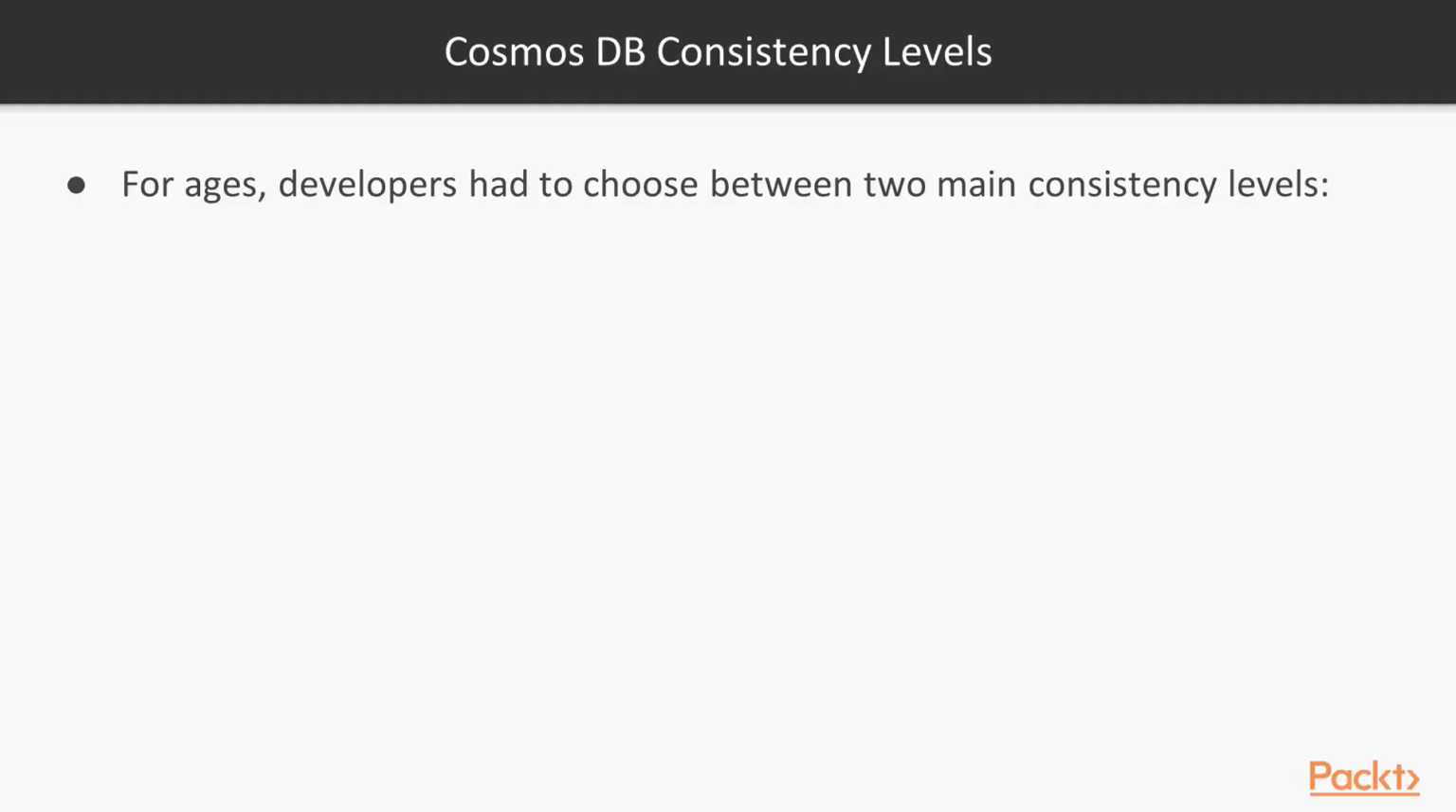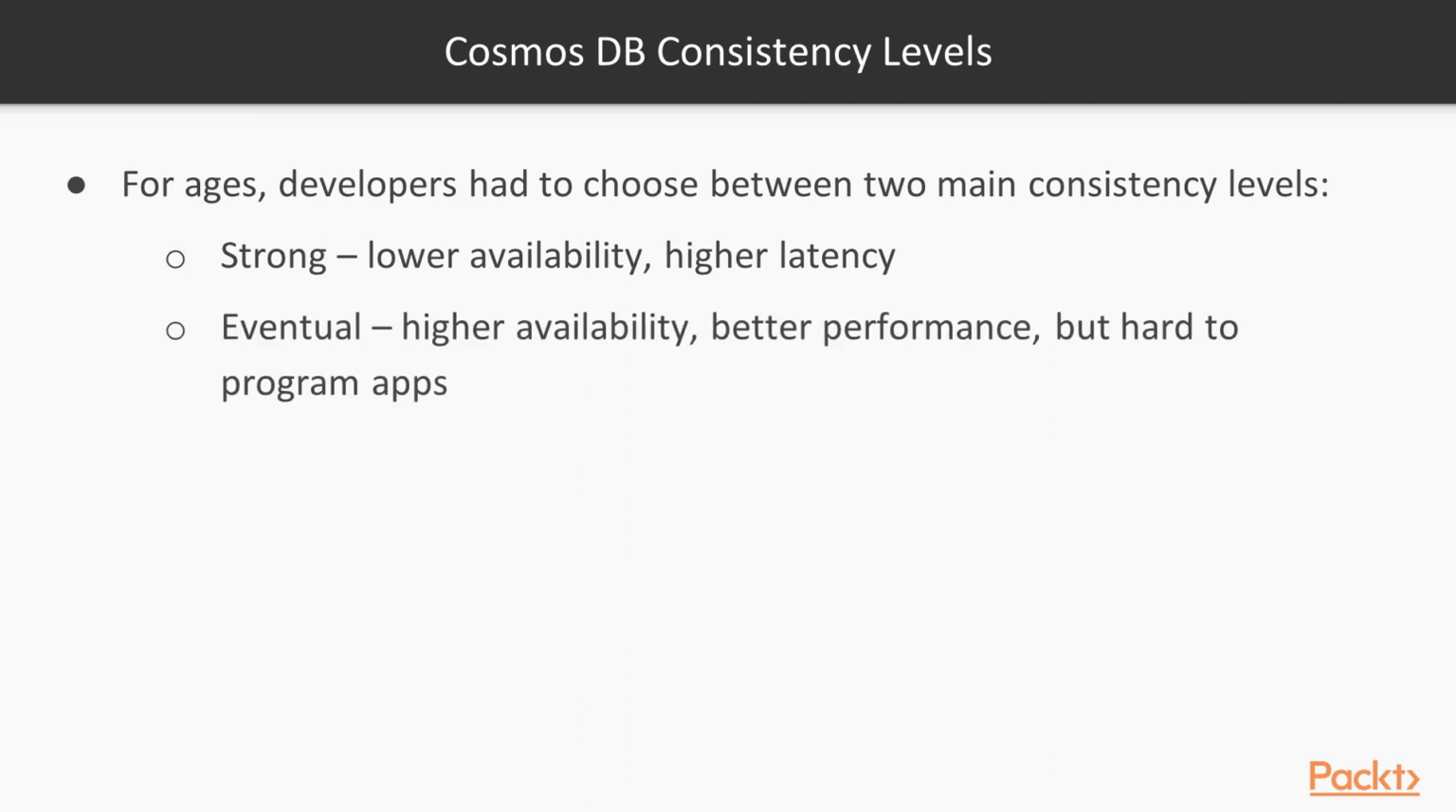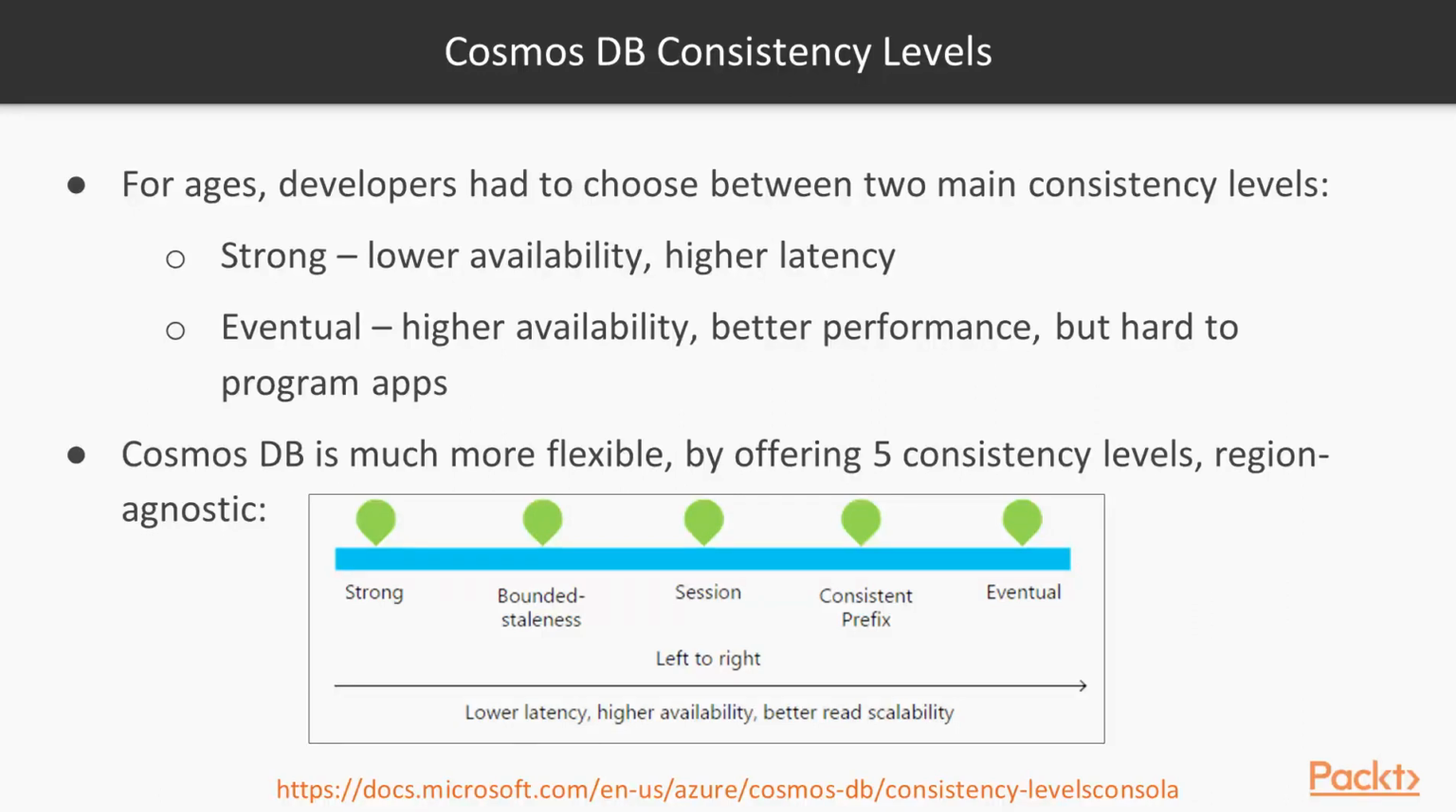Now, most important is, I'm pretty sure you understand single region, multiple region in Azure, but another important one is consistency levels. So for quite a long time, developers basically had 2 main consistency levels to choose from. A strong one, which means lower availability of the database, but higher latency, or another one that's called eventual. That means higher availability, giving you better performance, but it's harder to program your application since it needs to point and understand multiple region replication. Now, Cosmos DB gives you flexible 5 different consistency levels, and those are region agnostic.